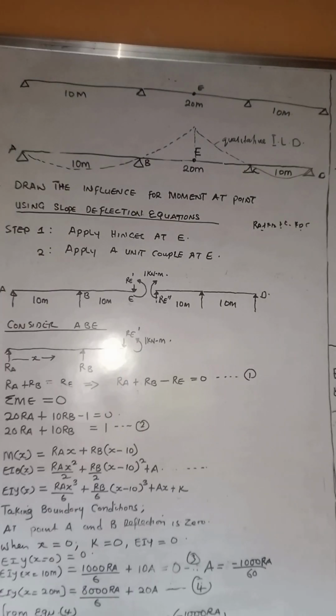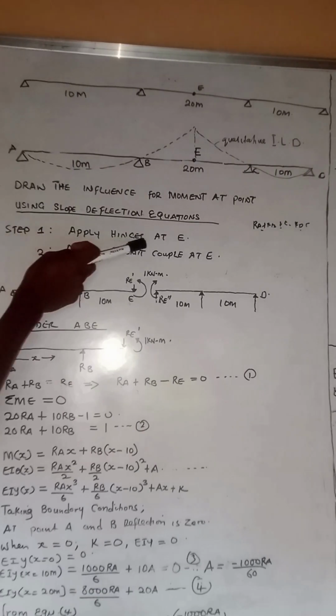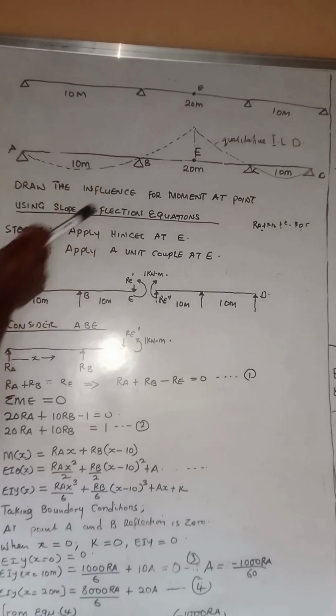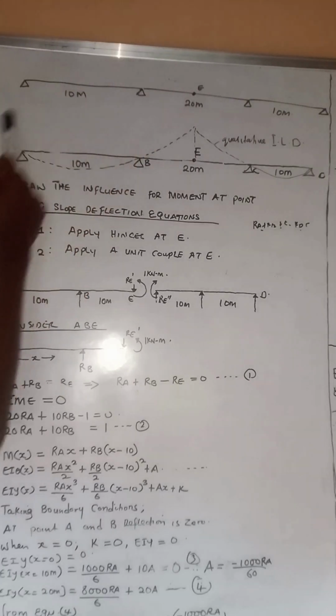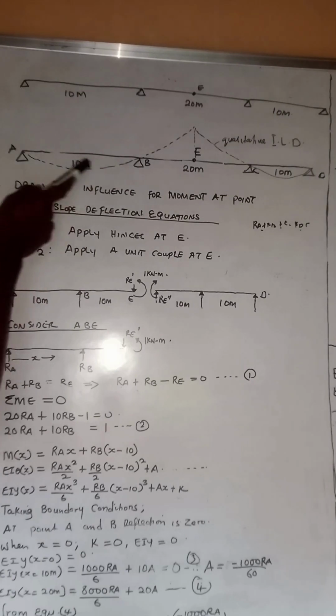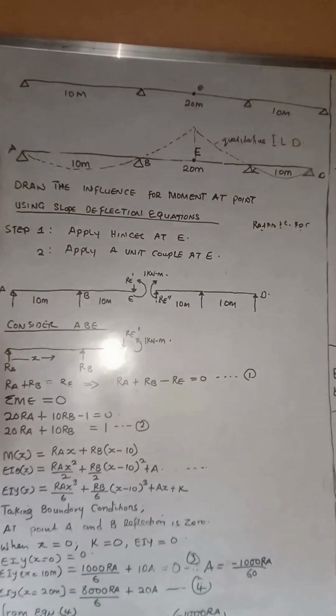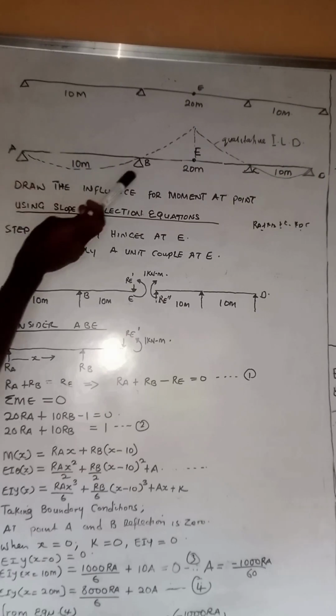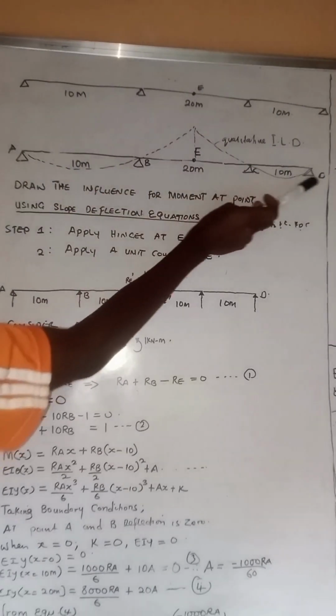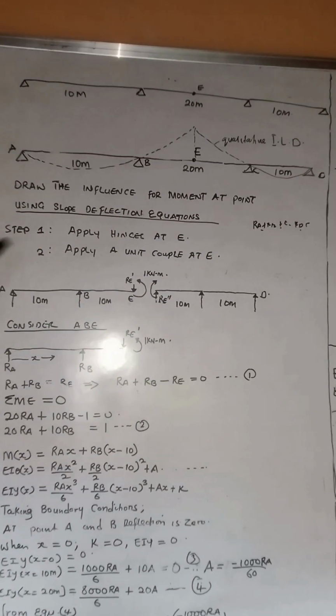The first thing we want to do is to apply a unit couple moment at the point. If you apply a unit couple moment at the point, the qualitative influence line will look like this. Let's label the points as we have them on the board: A, support B, support C, and support D. Now our point of interest is point E. We intend to obtain the influence line at point E.